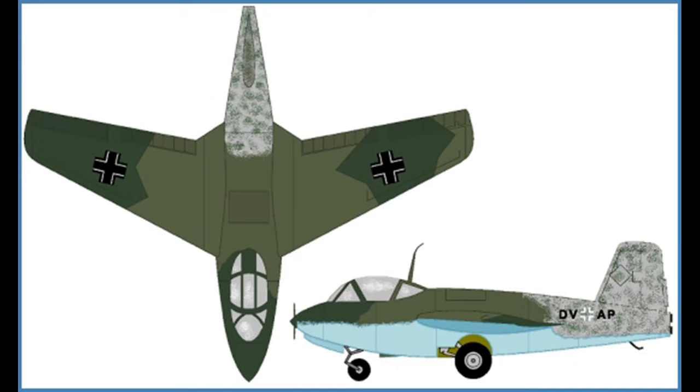Now, you might think our story would end there, but I'm going to drag this out a bit more for the sake of completeness. When the war ended, the U.S. started rounding up all the top German scientists and engineers and sending them to the U.S. I'm sure you've heard about this. It was called Operation Paperclip.